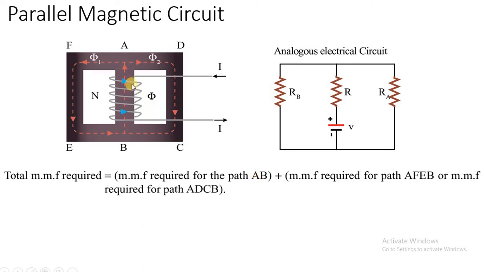Next, that flux phi has divided into two different sections, that is phi 1 and phi 2. Now, phi 1 is flowing through A, F, E, B. So to drive that flux phi 1, how much is the MMF required, or where is the MMF required? The MMF required for the flux path A, F, E, B. So the addition of the first bracket, that is the AB MMF, and the MMF of AFEB.